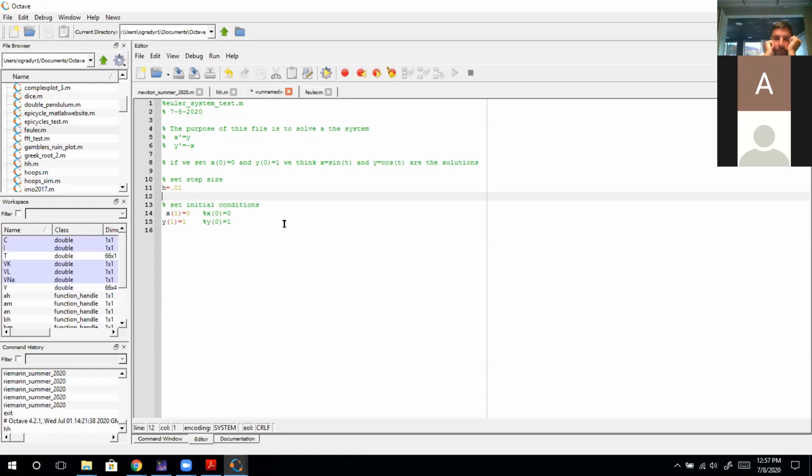Would you not agree? But there's other functions that satisfy this. I mean, the 0 function satisfies this, doesn't it? If you take the function x of t equals 0 and differentiate it twice, what do you get? You get 0, right? So that's a solution here too, but I don't want that one.